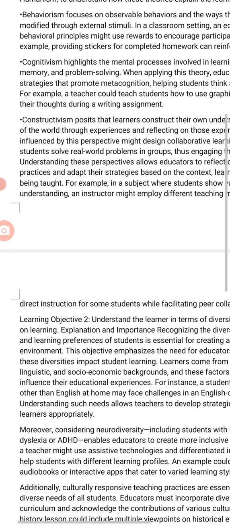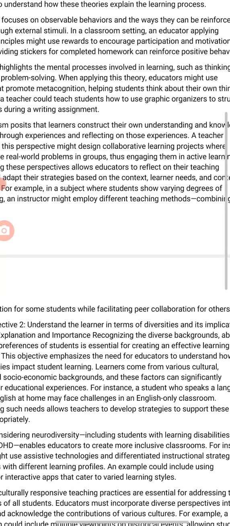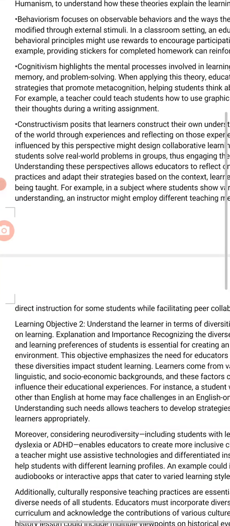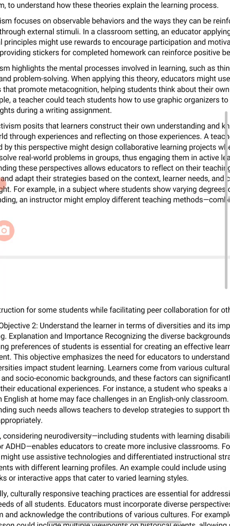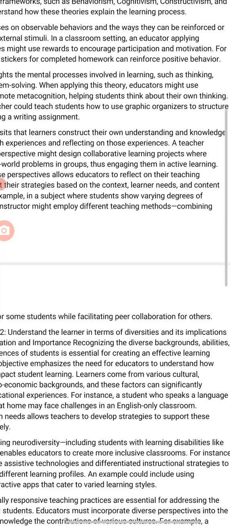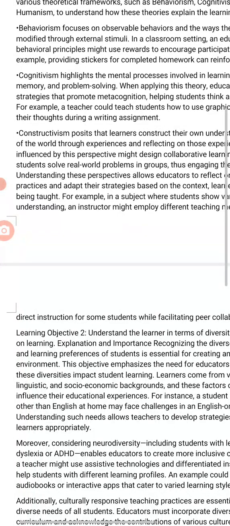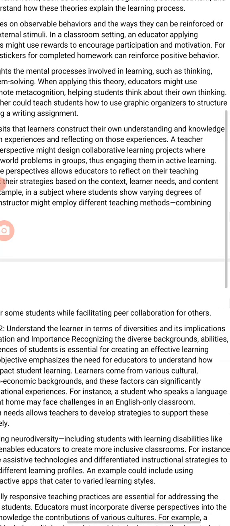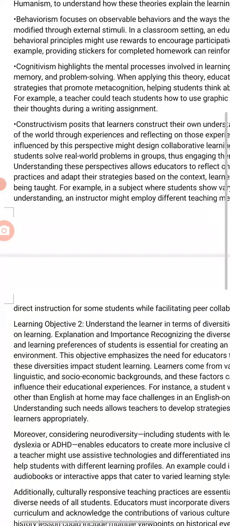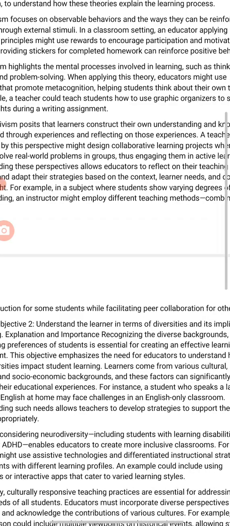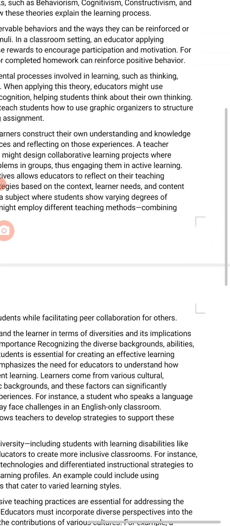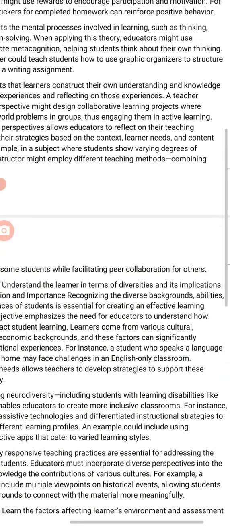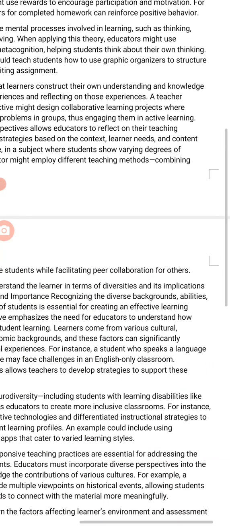Understanding this principle allows educators to reflect on their teaching practice and adapt their strategy based on the context: number one, the learners' needs; number two, the content being taught. For example, in a subject where students show varied degrees of understanding, an instructor might employ different teaching methods, combining direct instruction for some students while facilitating peer collaboration for other students.